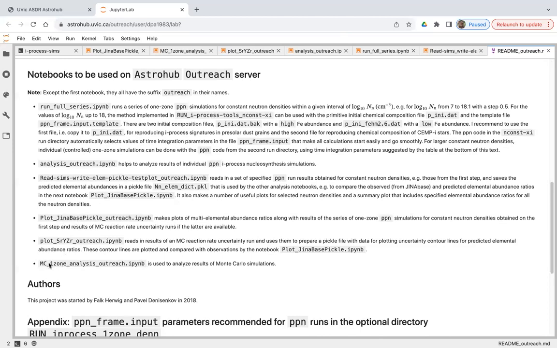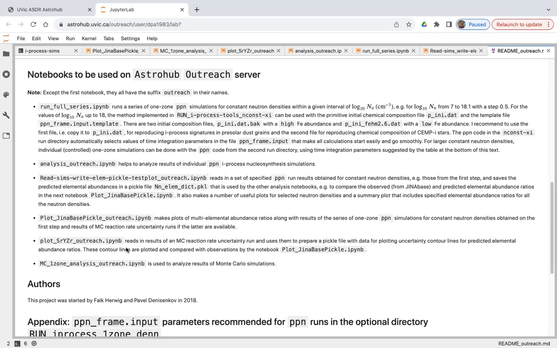So this last notebook, MC1 Zone Analysis Outreach, is used to analyze results of Monte Carlo simulations. I will show you how it works. So this notebook, plot strontium, yttrium, zirconium outreach. Here strontium, yttrium, zirconium is just a historic leftover. So you can here use, of course, other elemental abundances.